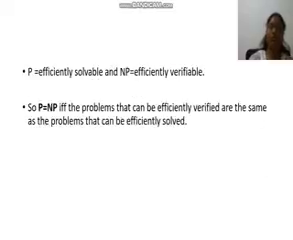So P problems are efficiently solvable and NP problems are efficiently verifiable. P is equal to NP if and only if the problems that can be efficiently verified are the same as the problems that can be efficiently solved.